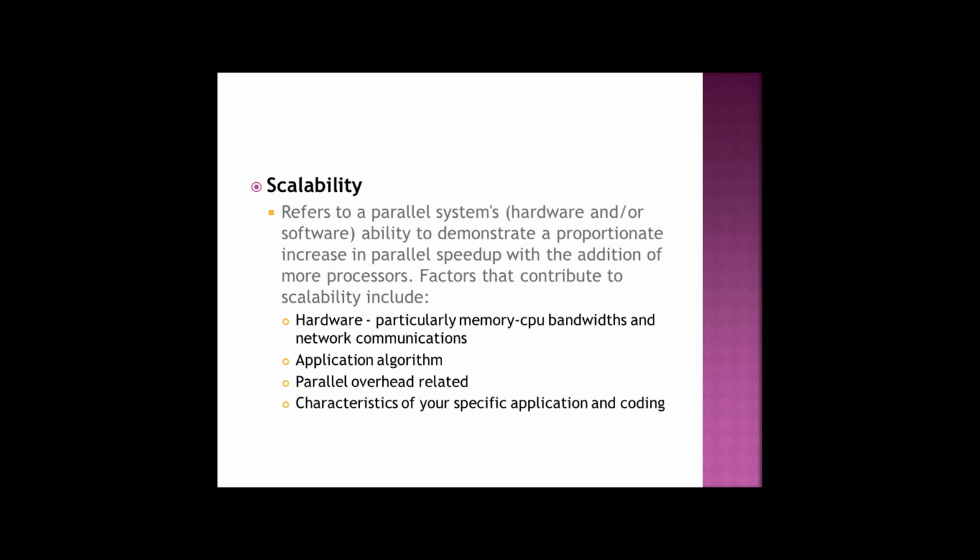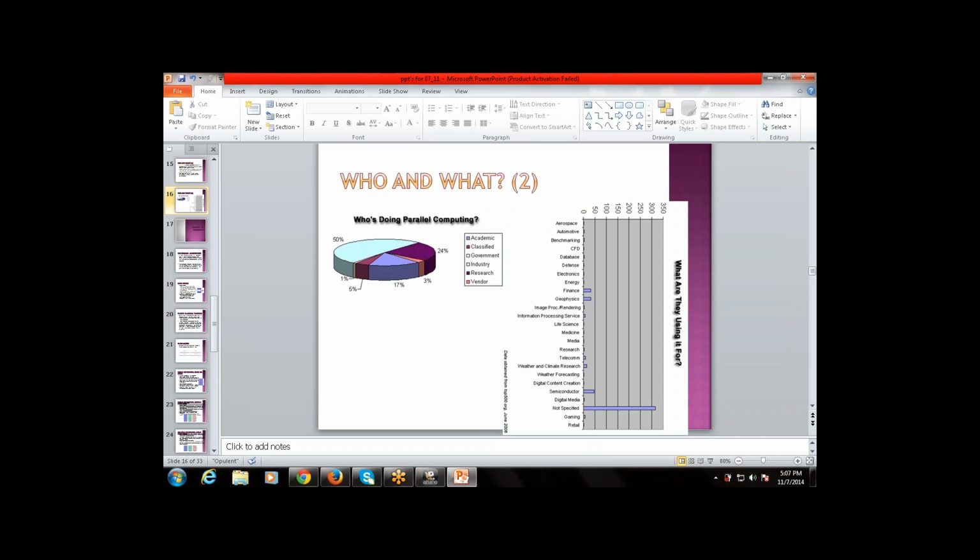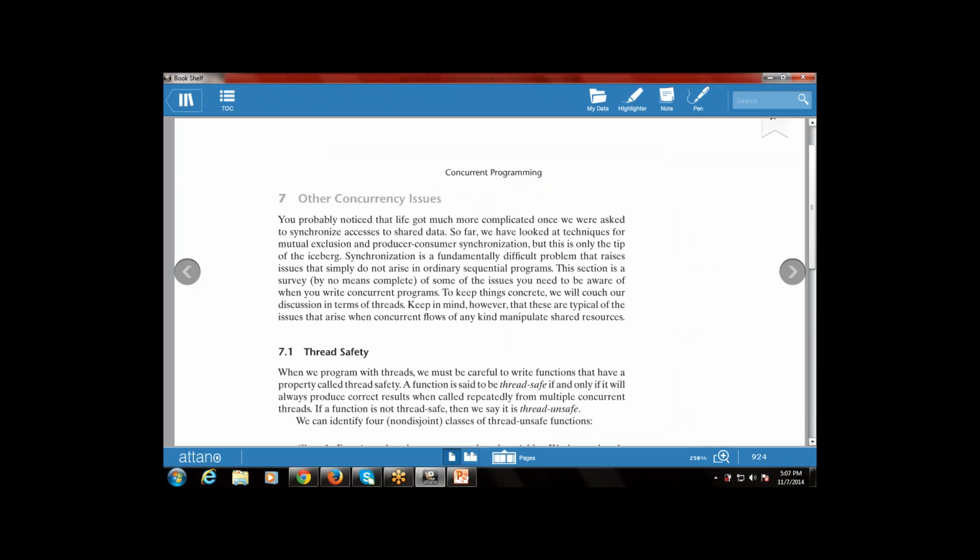Then next issue is your scalability. That refers to a parallel system's ability to demonstrate an appropriate increase in parallel speedup with the addition of more processors. The scalability factors include the application, algorithm, and parallel overhead. So these are the various issues that are available for parallel computing.